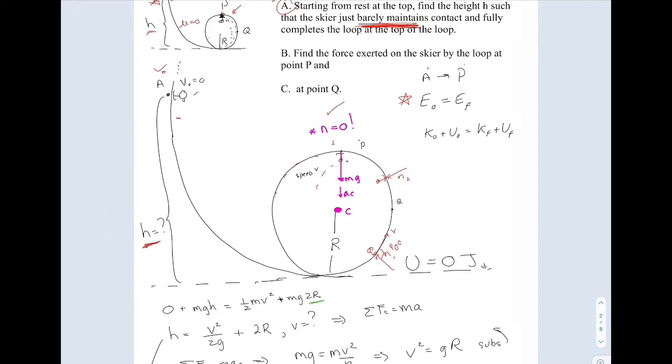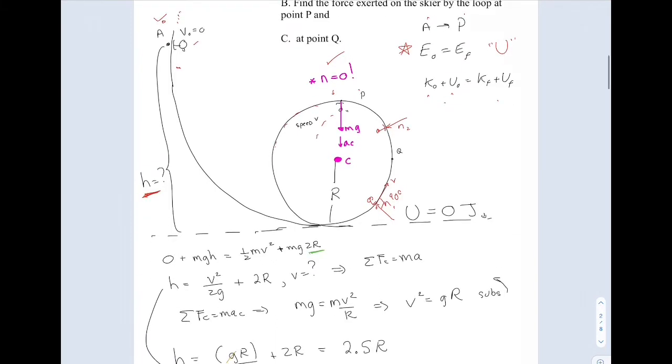So I have E initial equals E final. Remember, energy is kinetic plus potential, and I'm using a capital U for potential energy. Some books use PE. So initial energy equals final energy. My initial kinetic energy is 0. Now, for initial potential, remember, you can't write down potential energy until you have a reference point. So I'm choosing the bottom as my reference point for potential energy. So the initial potential energy of the skier is mg times the height h.